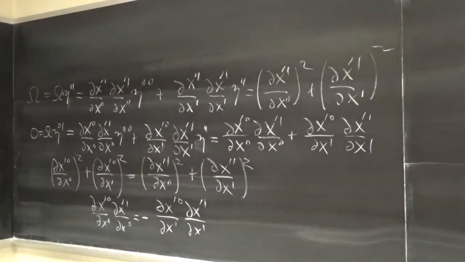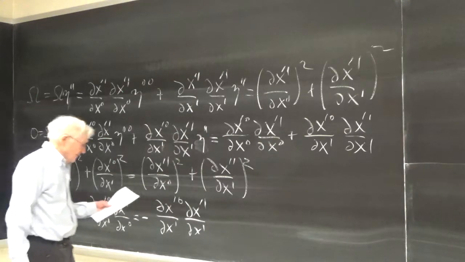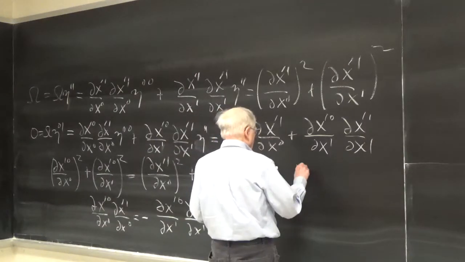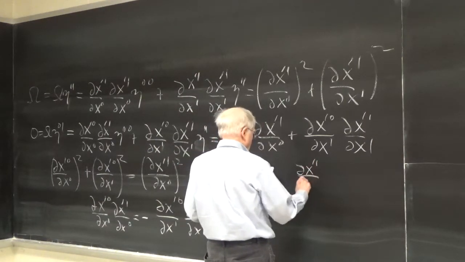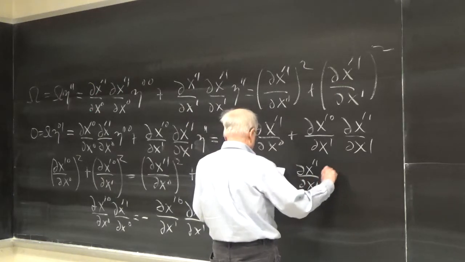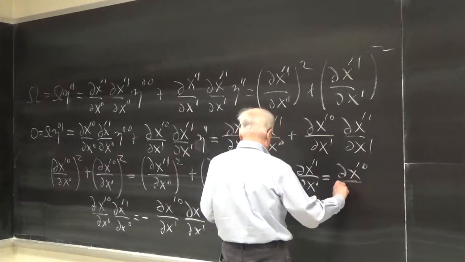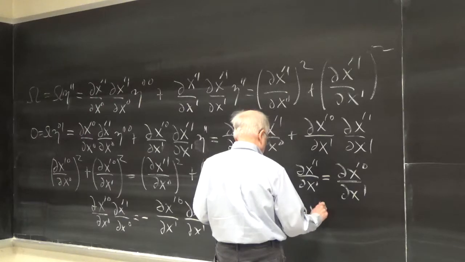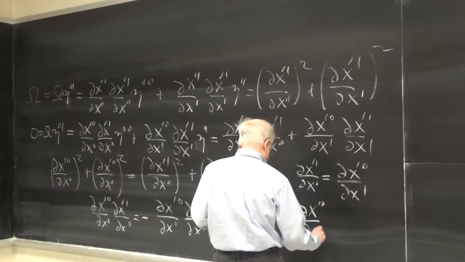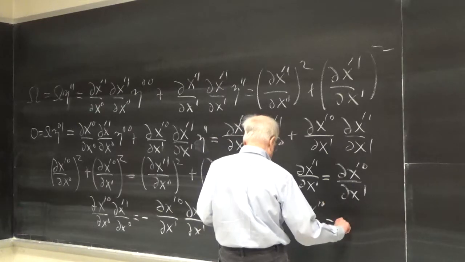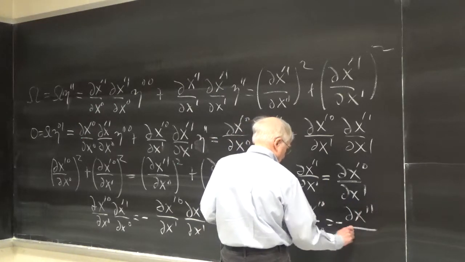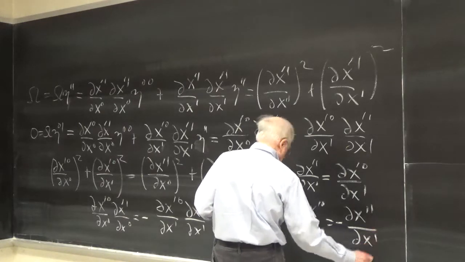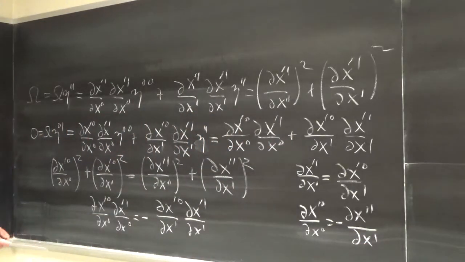Okay, well, we can satisfy these equations by setting partial x prime 1, partial x 0 equal to partial x prime 0, partial x 1, and partial x prime 0, partial x 0 equal to minus partial x prime 1, partial x 1. So, I guess let's look at the second equation first.